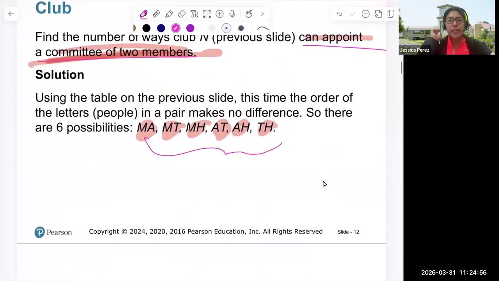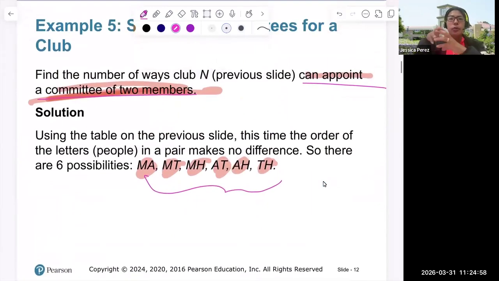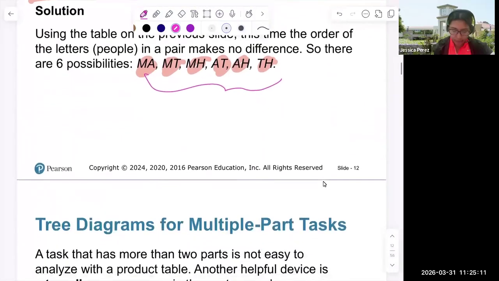So then on the previous slide, we noticed that we're only looking at the pairs. The pairs make no difference. So then MA and AM are the same. MT and TM are the same. So then you're reducing that sample size to 6 possibilities.